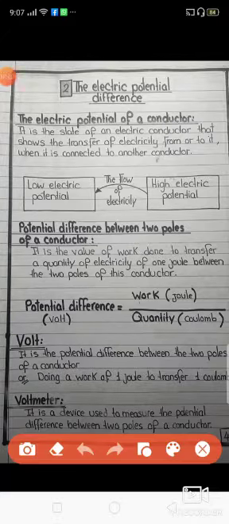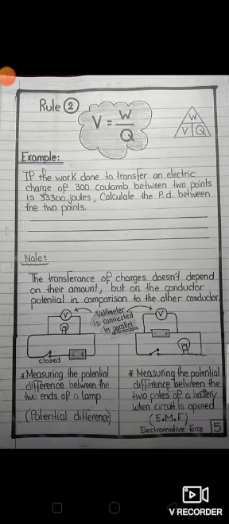And of course, we already know the voltmeter. The voltmeter is a device used to measure the potential difference between the two poles of a conductor, and it must be connected in parallel with the electric circuit. And now here is an example for you to solve depending on our second rule, V equals W over Q.